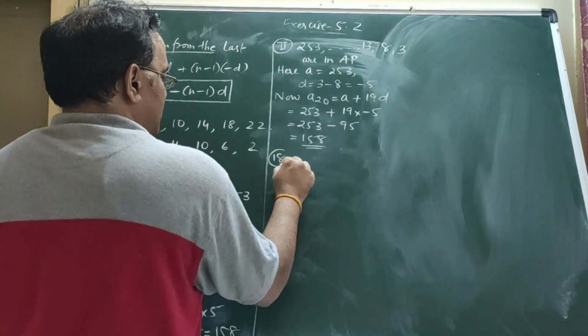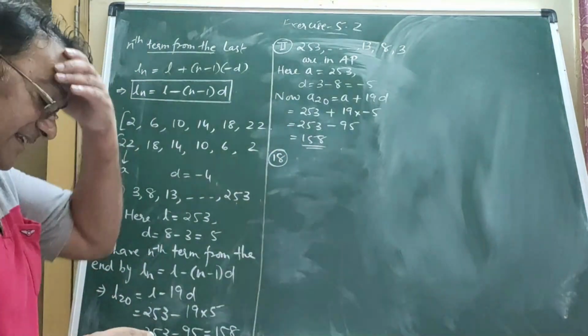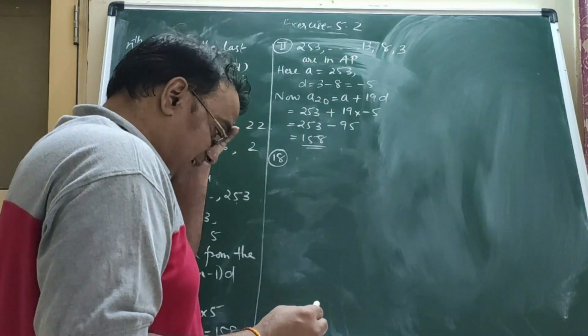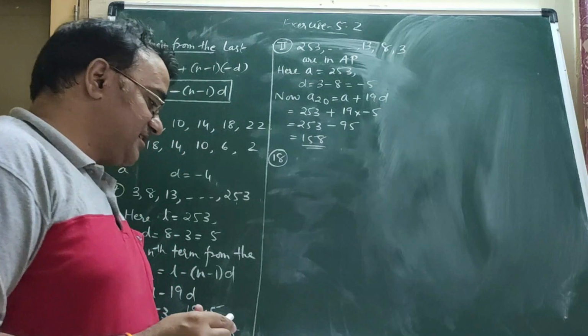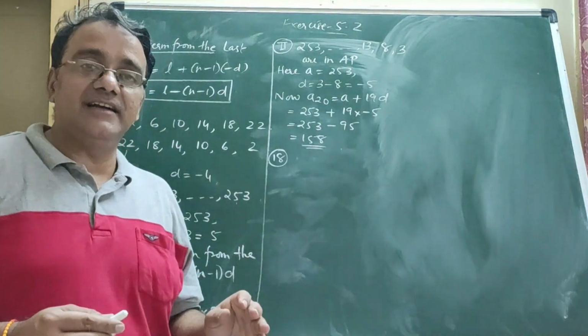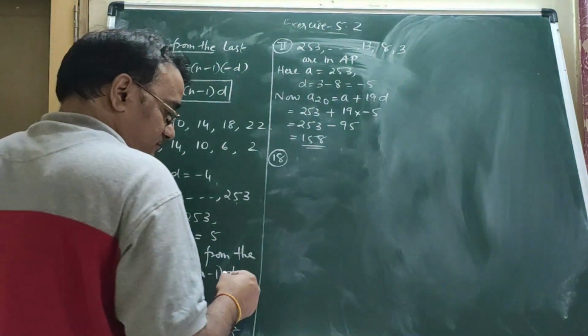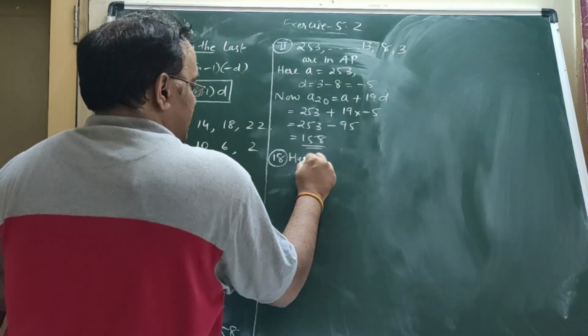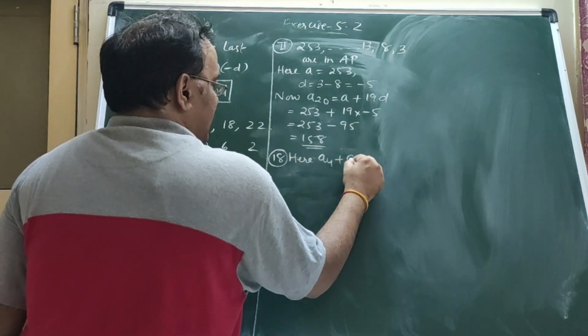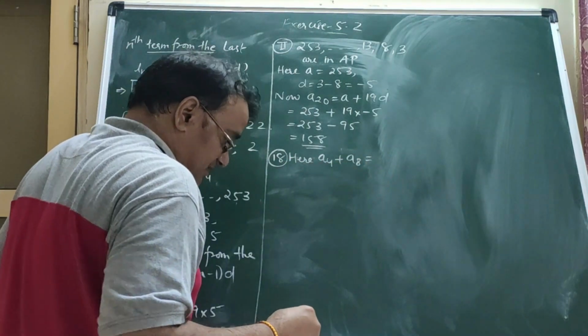Okay. Now we will move towards question number 18. Another 3 questions are left. Question number 18: the sum of the fourth term and the eighth term is 24.